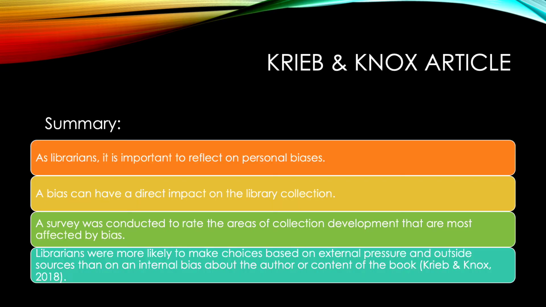Cribbe and Knox wrote an article titled "Censorship: Looking in the Mirror." In this article, the importance of self-reflection on personal bias was stressed because those biases can have a direct impact on the library collection. Results were shared from a survey conducted to rate the areas of collection development that were most affected by bias. The study found that librarians were more likely to make choices based on external pressure and outside sources than on an internal bias about the author or content of the book.